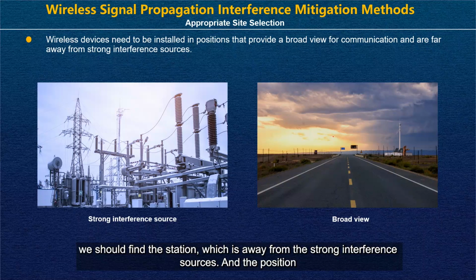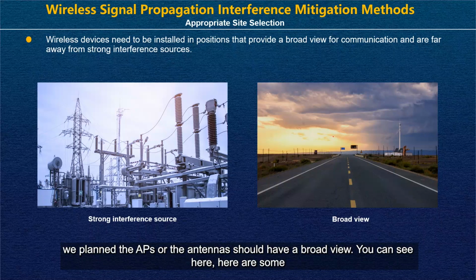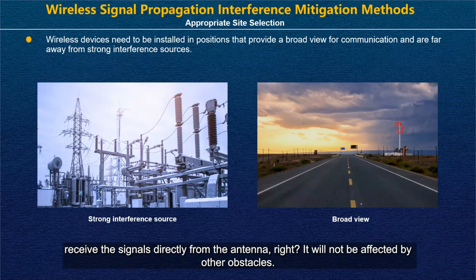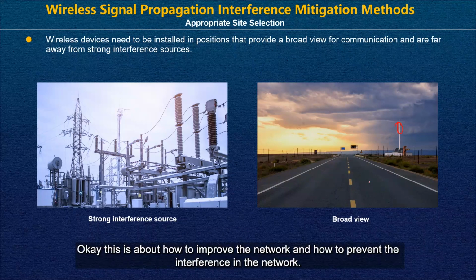The position where we plan the APs or the antennas should have a broad view. You can see here some antennas at a broad view, and the users or the STAs inside this coverage can receive the signals directly from the antenna, and will not be affected by other obstacles. This is about how to improve the network and how to prevent the interference in the network.